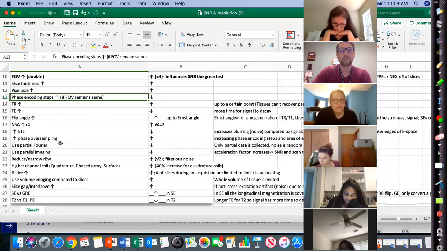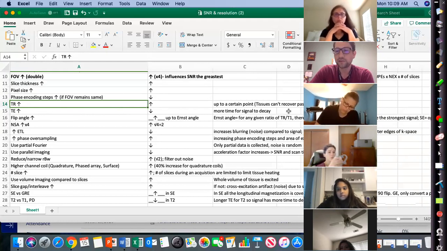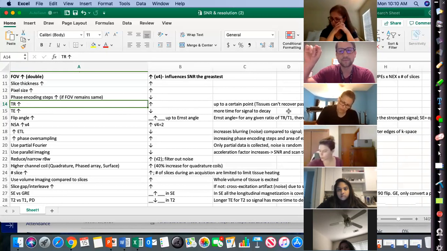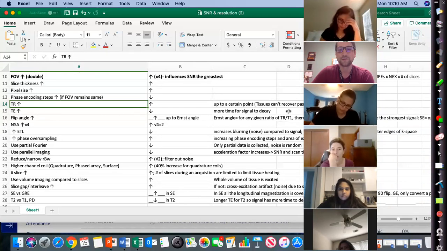All right, row 14. It says TR increases, your signal increases, yes, but up to a certain point. Tissues can't recover past 100%. So if you've allowed the tissue to fully recover, once you've hit 100%, there's really no point in extending your TR past that, because it hits a plateau. You can't go any higher than 100% recovery. Extending your TR just messes with your scan time. As long as that tissue is fully recovered, you're going to get maximum signal.